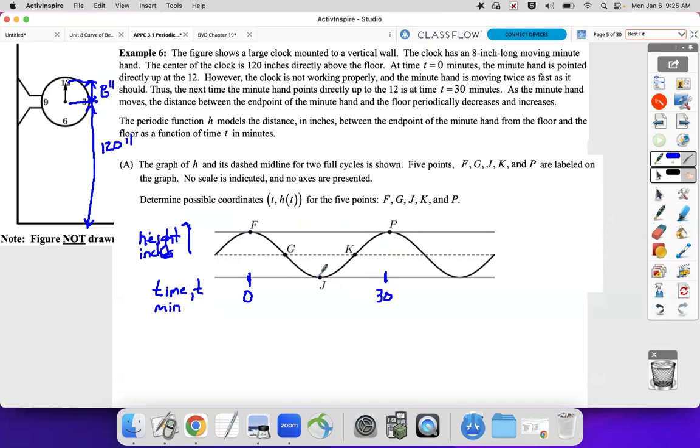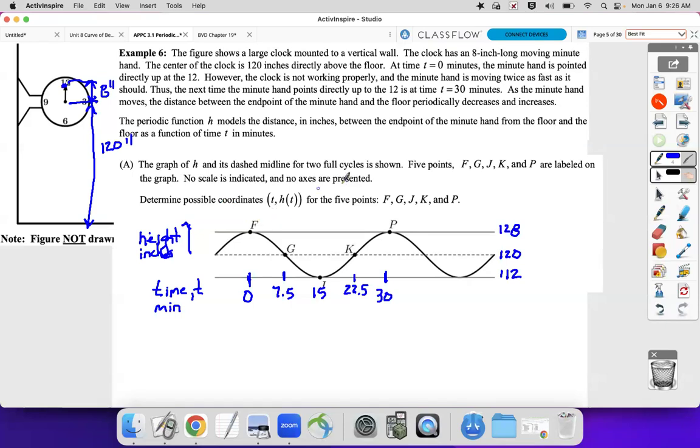So we know that J is immediately between 0 and 30. So we're going to put 15 on J, and these are quarter points. So a quarter of 30 is 7.5. And if you add 7.5 to 15, you get 22.5. It's well worth marking these axes before you start. So remember, if the center is at 120, I'm going to put my numbers over here so they don't get mixed up with my times. The center of the clock is this dashed line. And the highest point is 8 inches above, so this would be 128. And of course, the lowest point would be 8 inches below 120, so that would be 112.